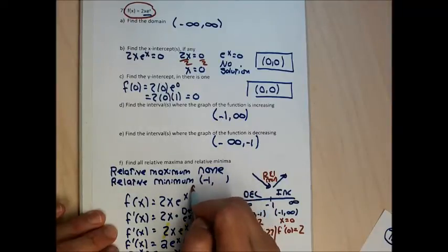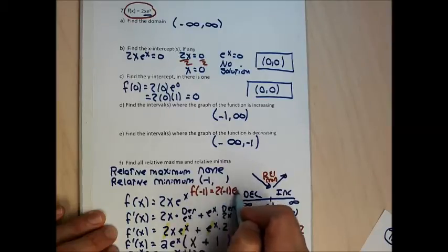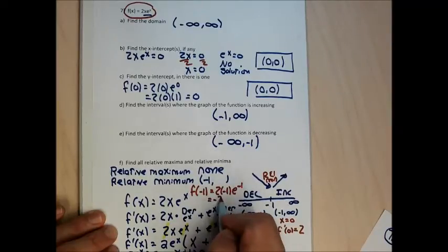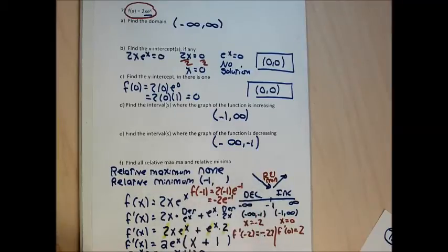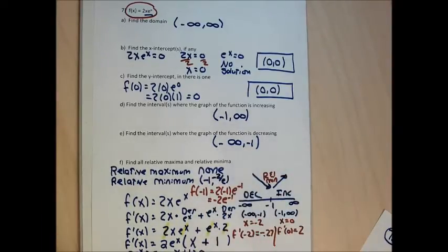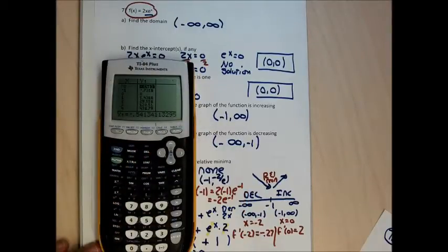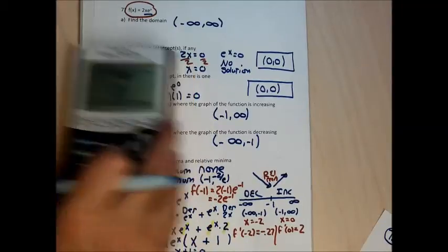I'm going to go f of -1 equals 2 times -1 times e to the -1. That's going to be -2 e to the -1, and that's the same as -2 over positive e. So that's going to be -2 over e. I'd like to plot that point on my graph. I'm not really sure where that is, so I'm going to get a decimal equivalent for that point by going second table, looking next to -2, and that's -0.54.